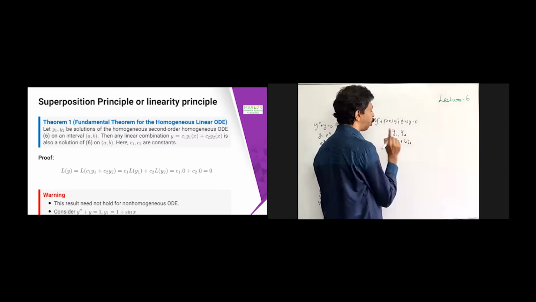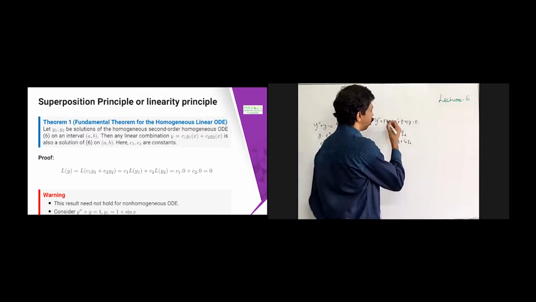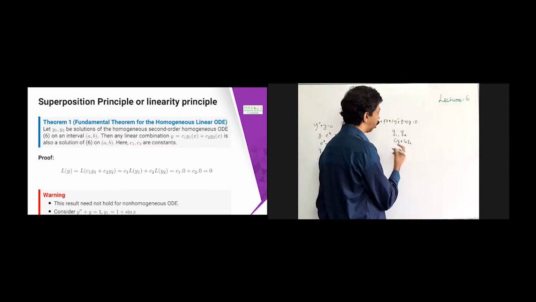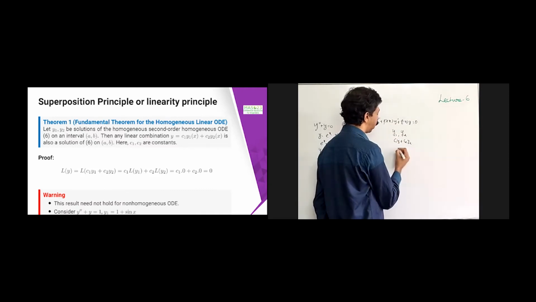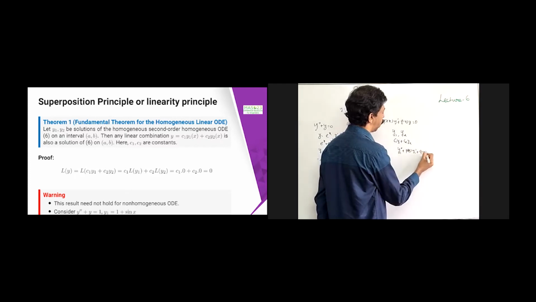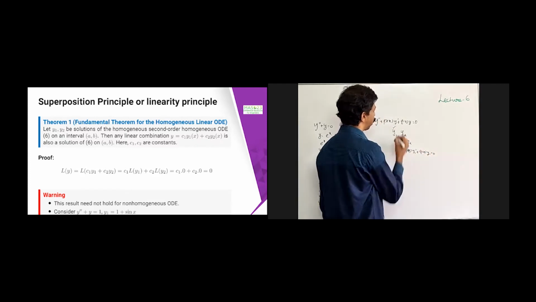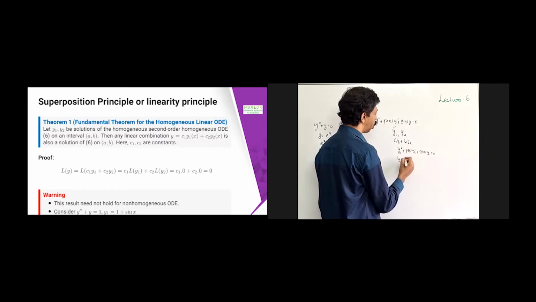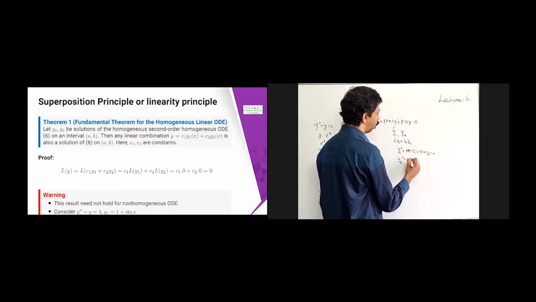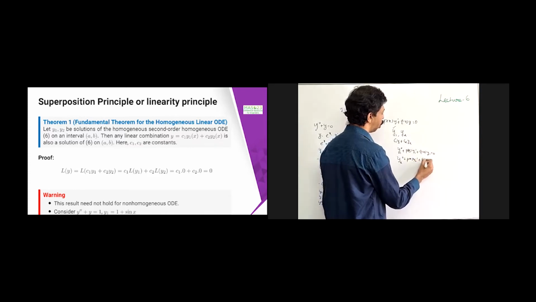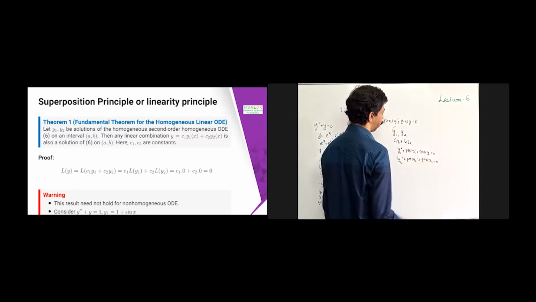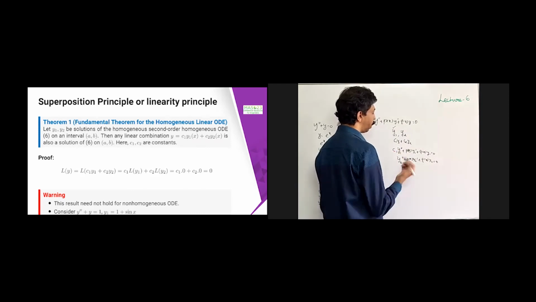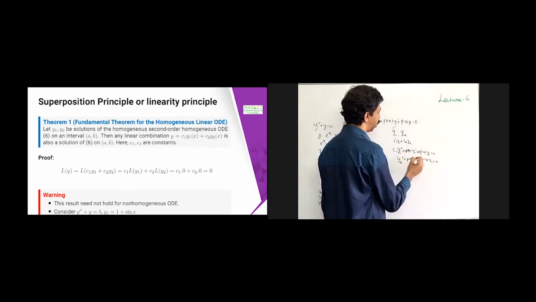This is only true for linear ODE, so you should be very careful. For example, we can verify that. Since y1 is a solution, y1 double dash plus p of x into y1 dash plus q of x into y1 is going to be 0. Now y2 is also a solution, therefore y2 double dash plus p of x into y2 dash plus q of x into y2 equal to 0. Now if I multiply by c1 and c2 respectively, these are still solutions. Now sum these together.